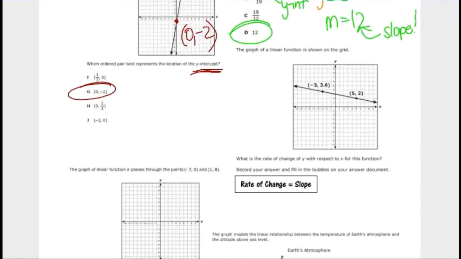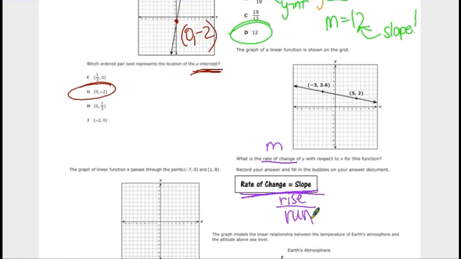Okay, the problem below that is the next one that we're going to do. It says the graph of a linear function is shown on the grid. What is the rate of change? Which is the same thing as slope, guys, so that's just another word for it. So we're going to put m on top of there. What is the rate of change of y with respect to x for this function? Record your answer and fill in the bubbles on your answer document. Okay, well guys, if rate of change is the same thing as slope, then I know that I can use rise over run when I'm given a graph.